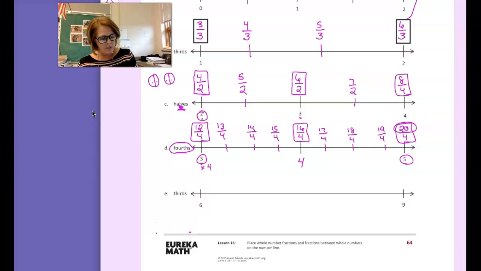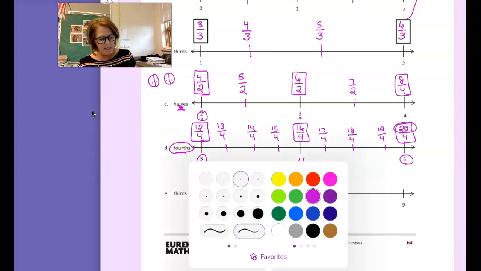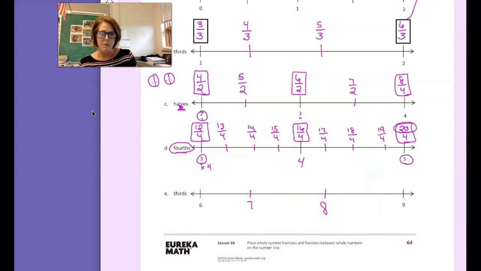Now, the last one, they've made it kind of tricky. So we have 6 and we have 9 labeled as our whole numbers. We need to fill in 7 and 8. And then between those whole numbers, we're going to divide it into thirds. So let's do our thirds.